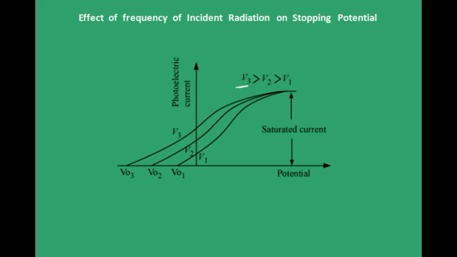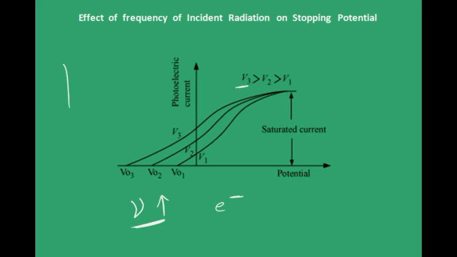So what does that mean? Retarding potential is what? It is a measure of the maximum kinetic energy that an electron can have, right? So it means that if you are using a light of greater frequency, your electrons have even more maximum kinetic energy. Are you getting me? So frequency is actually related to the energy. So more the frequency, you can say that more energetic are the electrons.